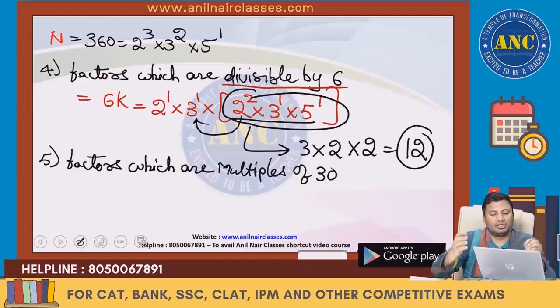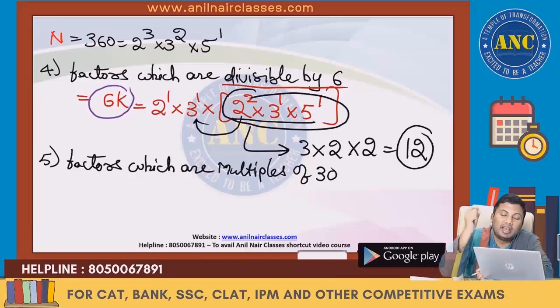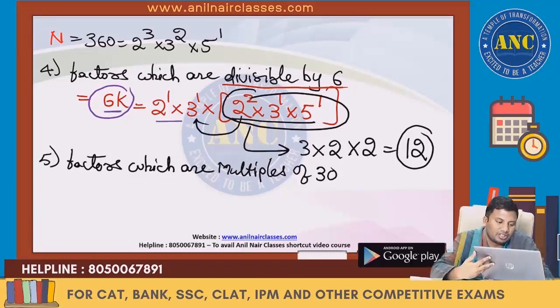Any factor which is divisible by 6 is nothing but 6k. Any factor which is divisible by 2 is considered to be an even factor. Any factor which is not divisible by 2 is considered to be an odd factor. A factor which is divisible by 6 is of the form 6k. 6k is 2 into 3. Remaining is 2 square into 3 power 1 into 5 power 1.